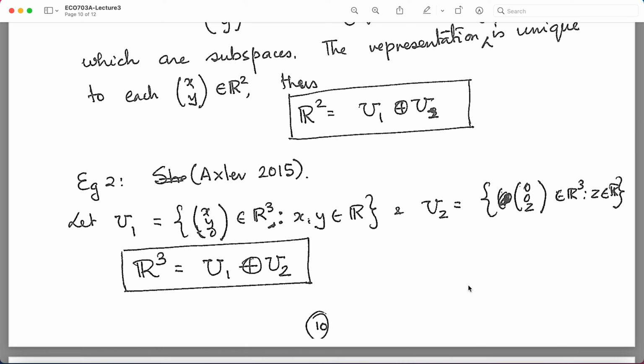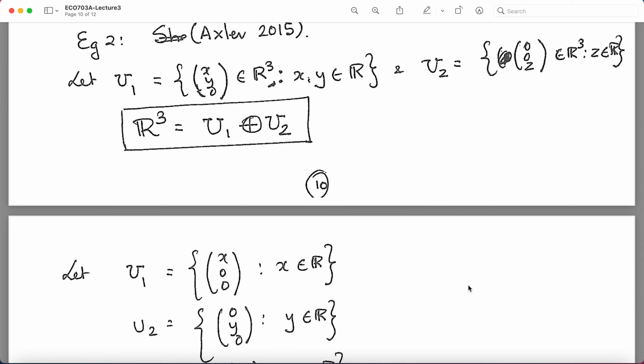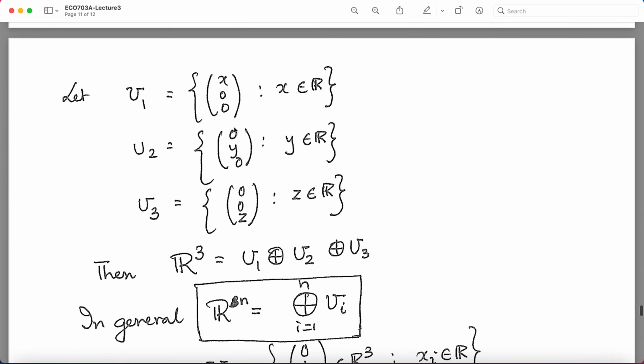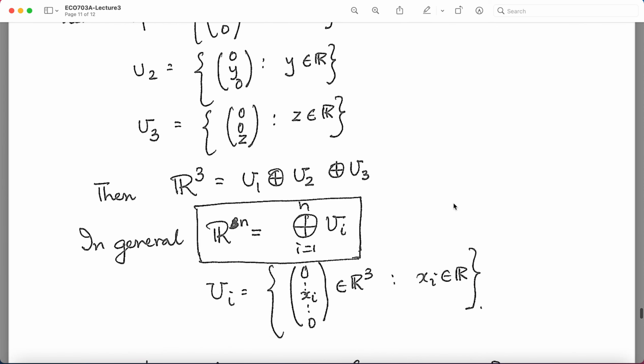These are very important things, you have to go on practicing them. Suppose I write R3 as a direct sum of 3 subspaces. I can write U1 as (x, 0, 0). This is not an example from Axler, I just made it up while writing. U2 as (0, y, 0), this is also a subspace. This is the x axis in R3, this is the y axis in R3, this is the z axis in R3.